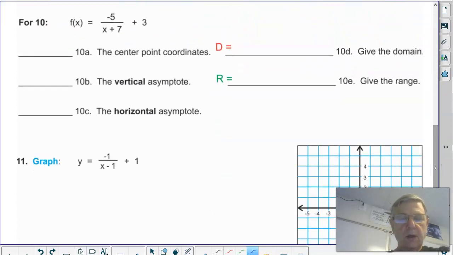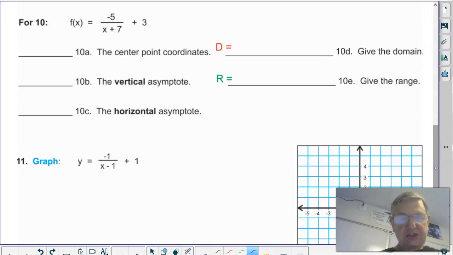Okay. I hope you figured out how to come up with the center point, vertical and horizontal asymptotes, domain, and range. If not, this review is for you, and I hope that it'll make sense. Oh, look at that. The graph grid is coming right. I don't know if you see that. I see it right through my webcam. But anyhow, here we go.